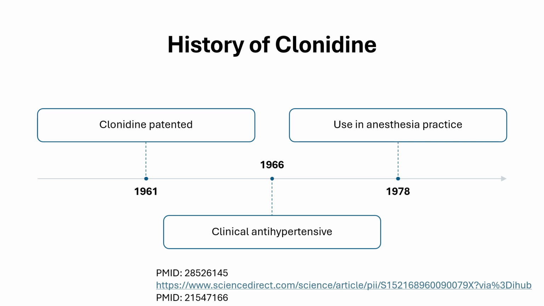Here we will review the timeline of clonidine development. It was first developed in 1961 as a nasal decongestant. In 1966, it was found to be useful in the management of hypertension, and the first use in anesthesia practice was described in 1978.